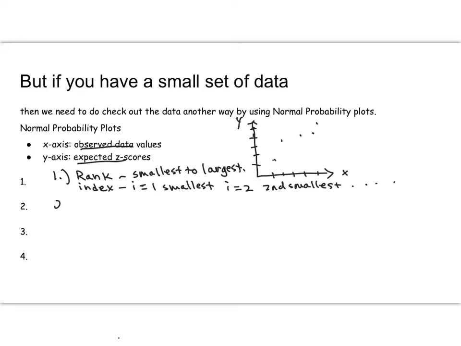The second step is to compute, using your index value, I minus 0.5 divided by n. N is the total number of data values you have, and I is your index value. Oops, that's an N.